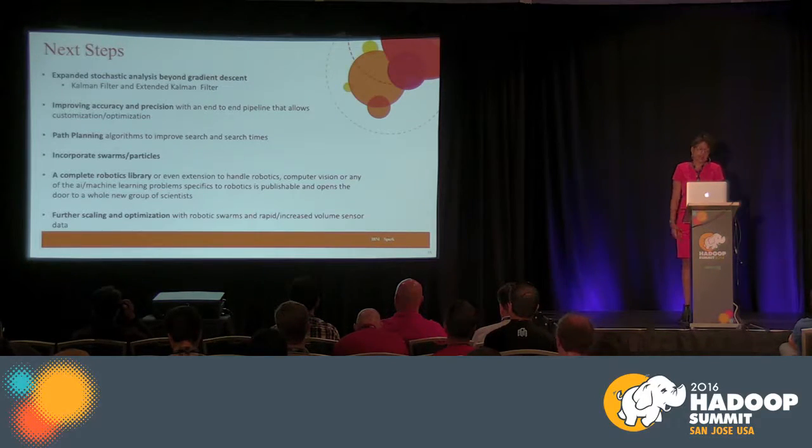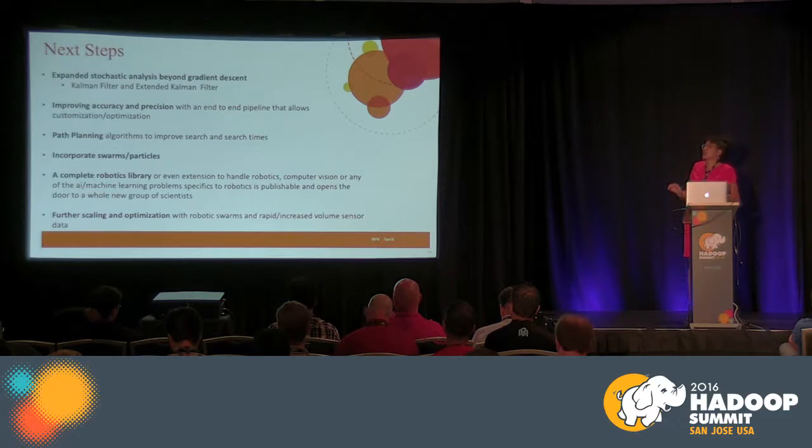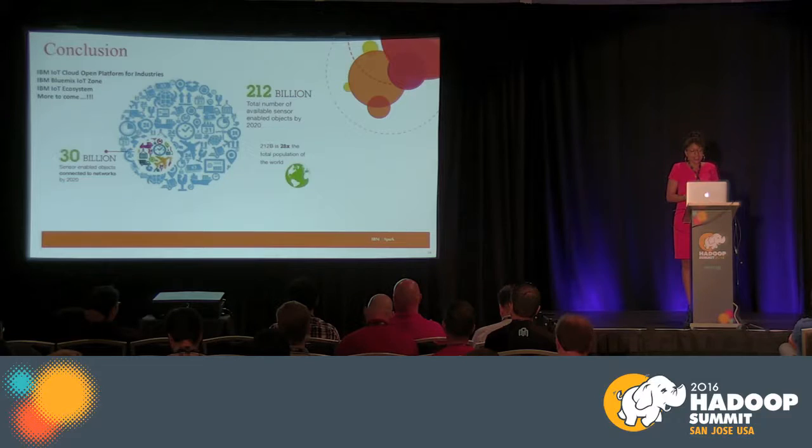And then some next steps, we want to expand the stochastic analysis in the libraries for Spark, improve accuracy and precision, do some path planning, incorporate swarms and particles. I'd like to see swarming bots and particle analysis for this. And we want to build a complete robotics library in Spark and do some further scaling optimization. So these are all things that will be happening, but are not happening right now. Oh, okay, they're happening right now, but they're not ready for you right now.